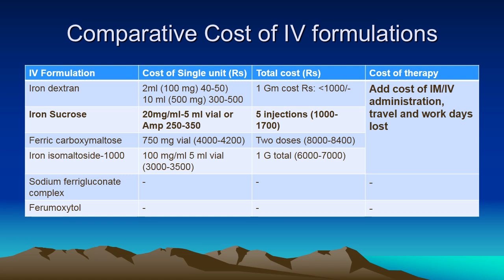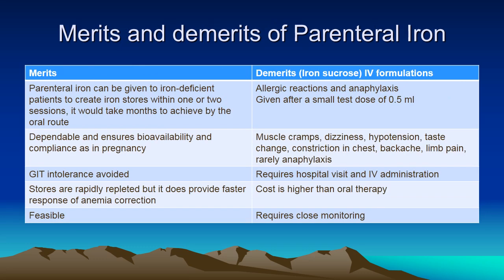Now, if you look at the cost, iron dextran is the cheapest drug available for intravenous use. Then comes iron sucrose, and currently ferric carboxymaltose is very costly, and iron isomaltoside is also costlier. Therefore, cost consideration is also important. Two newer agents, merits and demerits of parenteral iron. We have to find out which one is good or not.